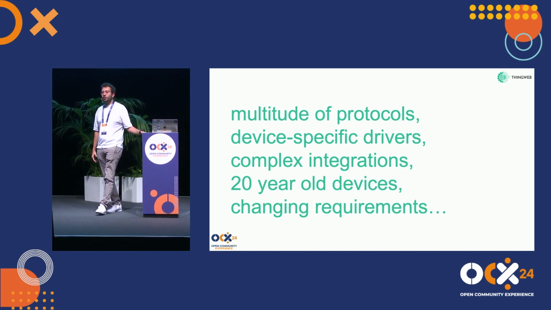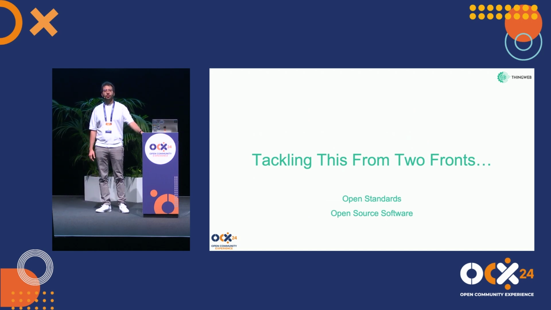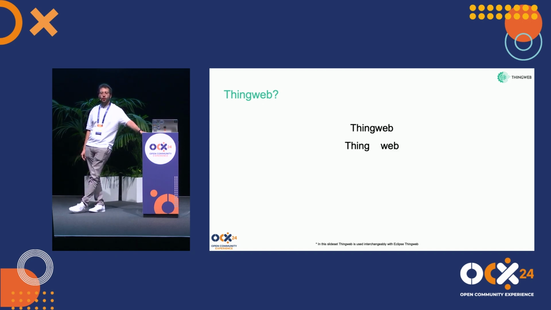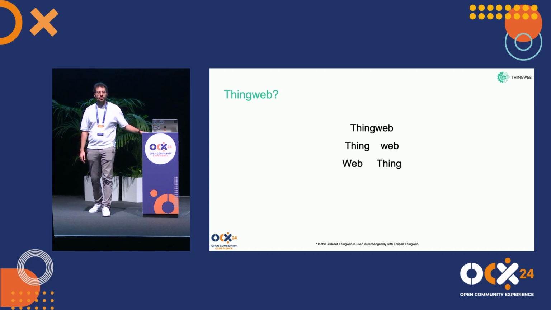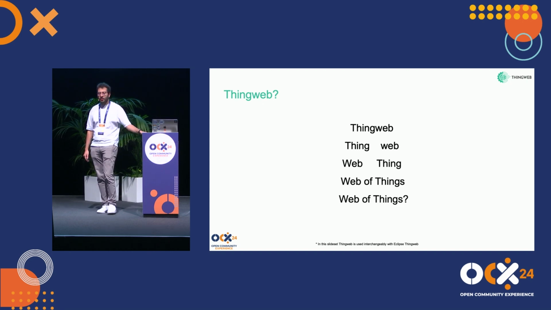And some time ago, we decided to tackle this from two fronts. On one side, open standards. On the other side, open source software. Yeah, and the Thingweb name actually comes from this. If you look at it, it's composed of two words, thing and web, web of things. And now your question might be, but what is the web of things?